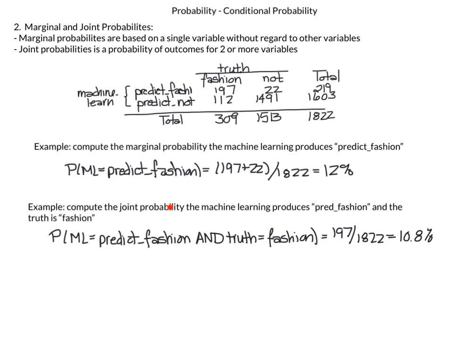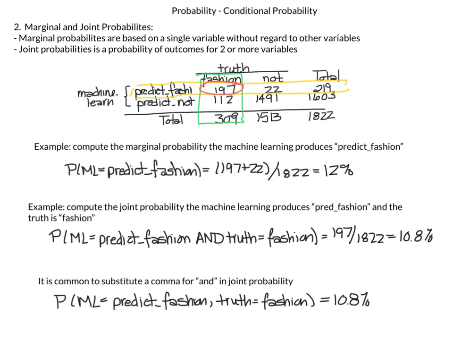Next, compute the joint probability. That's the probability of two or more variables: the machine learning produces predict fashion, and the truth is fashion. So predict fashion is along here. The truth is fashion is along here. They intersect right here at 197 divided by 1,822, because we wanted the probability, which is equal to 10.8%.